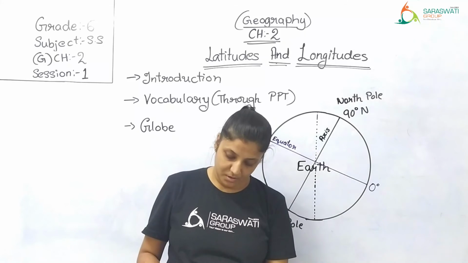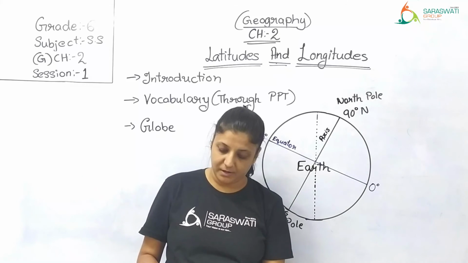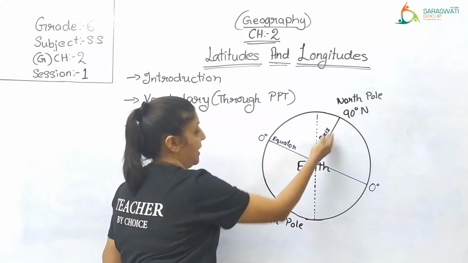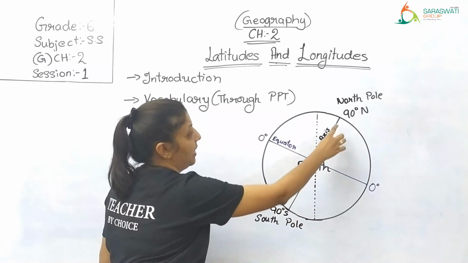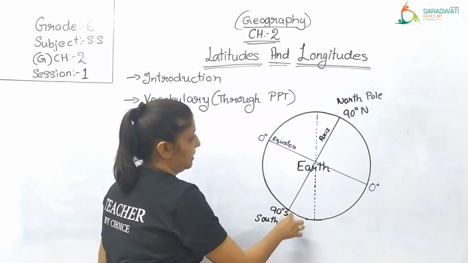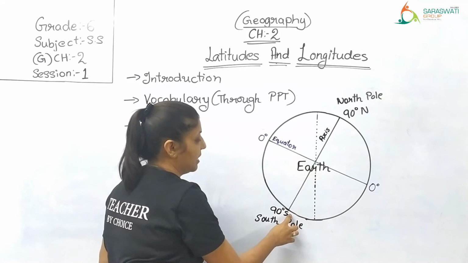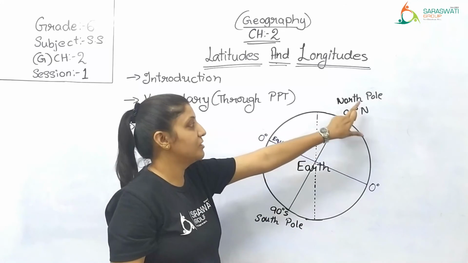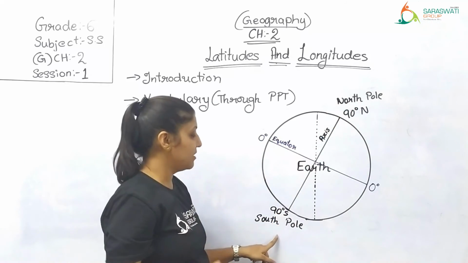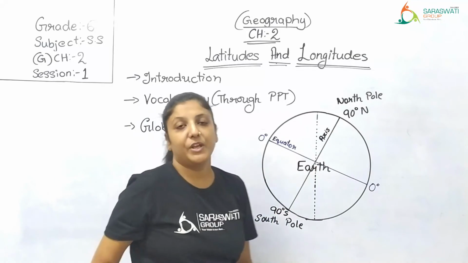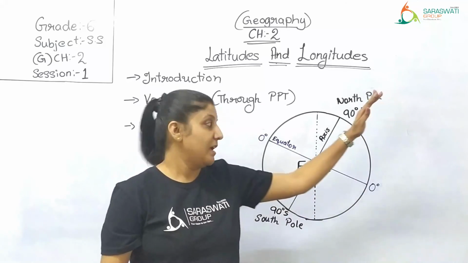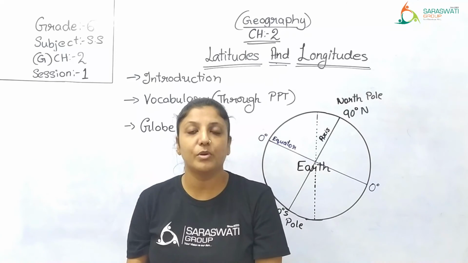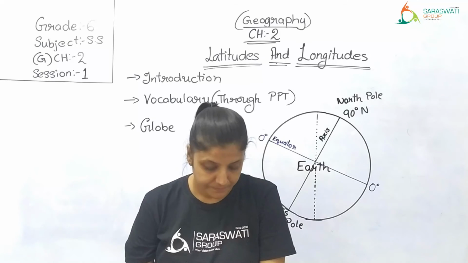Now, it passes through the center of the earth and two ends are known as poles. This axis passes through the center of the earth and its two ends, that is here and here, 90 degree north and 90 degree south, are known as the poles. Which poles? 90 degree north is north pole and 90 degree south is south pole. So these two are the fixed points and this axis divides the earth exactly in two equal halves. Right?